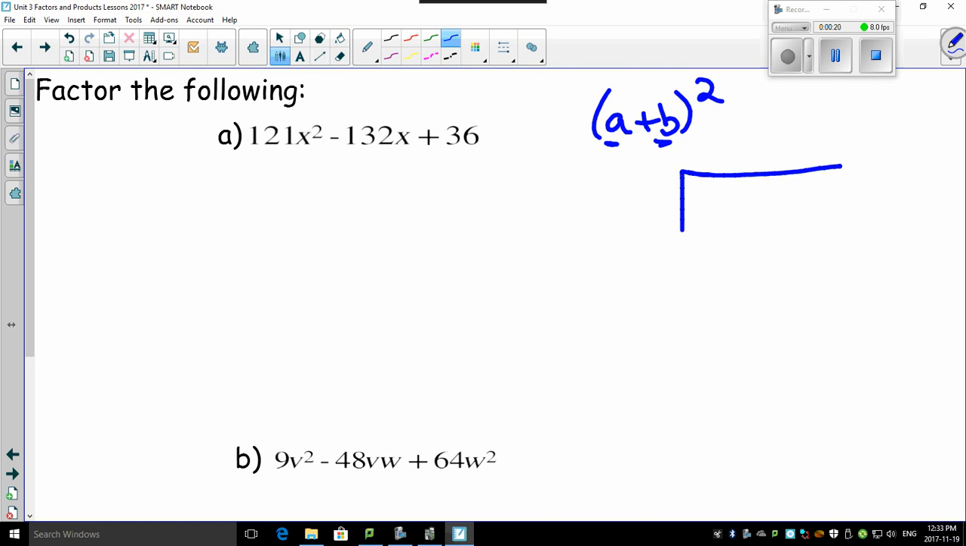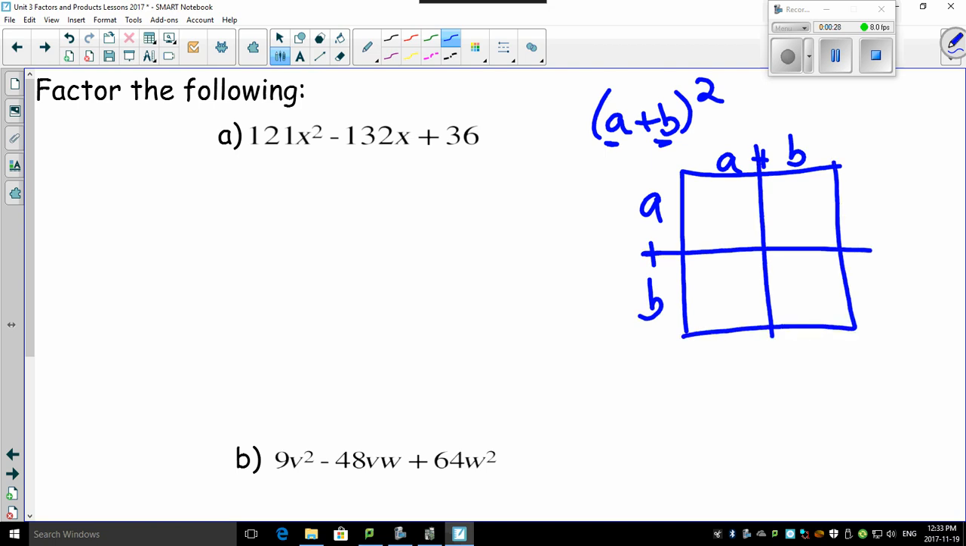Take a look at this. Remember what this means. This means (a + b) all squared. And look at the pattern. Always look for the pattern. You have an a and an a, which gives you an a squared. You have a b and a b, which gives you a b squared. And then there's an ab and an ab. So in fact, you're going to look at a² + 2ab + b².